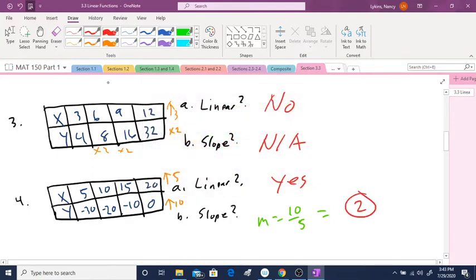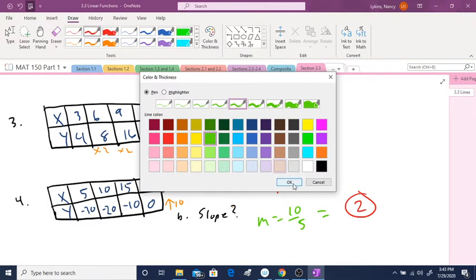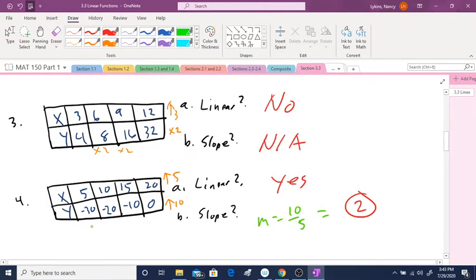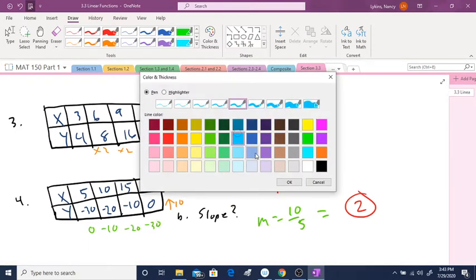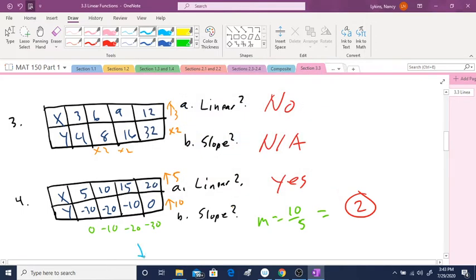Now let me just show you one thing. Let's just say if the values were 10, negative 10, negative 20, and negative 30, then in this case, it would be going down 10. Since it's going negative, the slope would have been negative 10 over 5. So kind of keep that in mind as well.